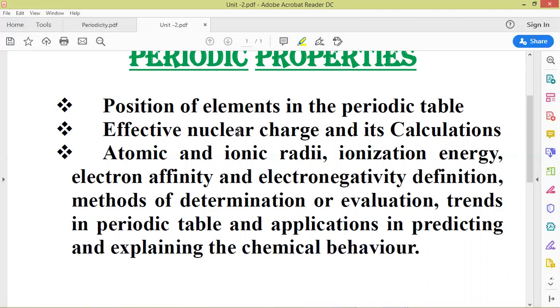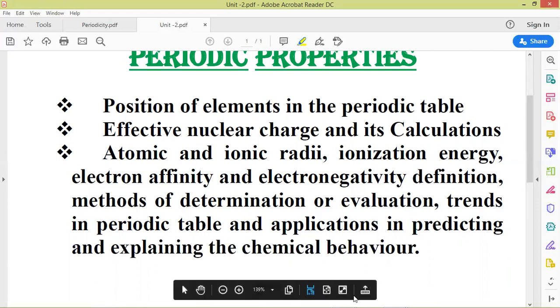Next, we'll discuss various periodic properties like atomic radii, atomic or ionic radii, ionization energy, electron affinity, and electronegativity. Their definitions will be discussed, their method of determination, and their periodic trends in the periodic table, and their applications in predicting and explaining the chemical behavior of different chemical compounds will be discussed in this chapter.